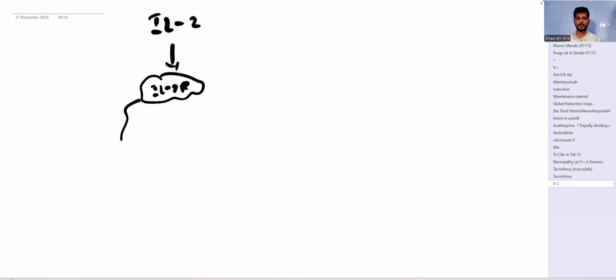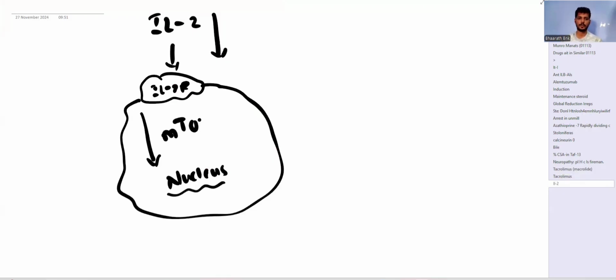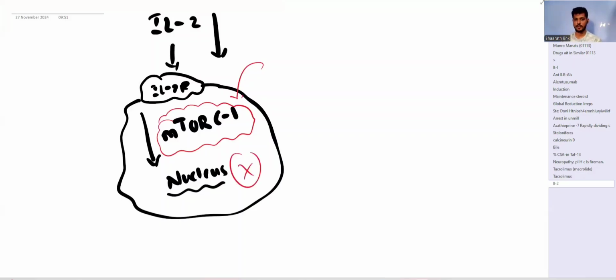Now, if you remember, I told you that interleukin 2 comes and acts on the interleukin 2 receptor, which is present on the T cell. And if the signal is given to this interleukin 2 receptor, it is the responsibility of this receptor to transmit the signal to the nucleus. One of the important intermediaries in the transmission of this signal is mTOR, and it is a complex, especially mTOR complex 1. Now, if we can produce a monoclonal antibody against this mTOR complex 1 receptor, we can prevent the activation of the T cell.